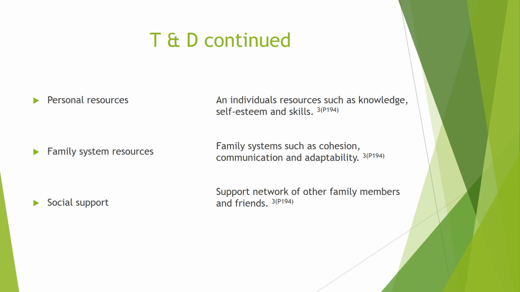Terms and definitions continue. Personal resources are individual resources such as knowledge, self-esteem, and skills. Family system resources are family systems such as cohesion, communication, and adaptability. Social support is support networks of other family members and friends. All these terms would be considered to be very beneficial to the family as a unit.